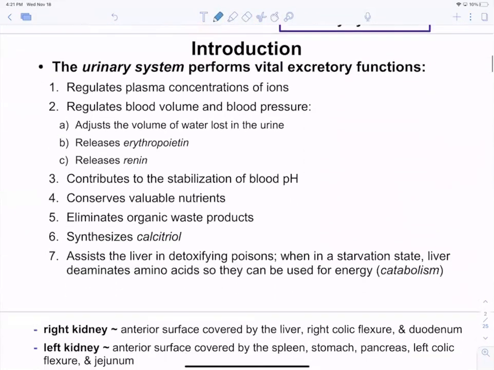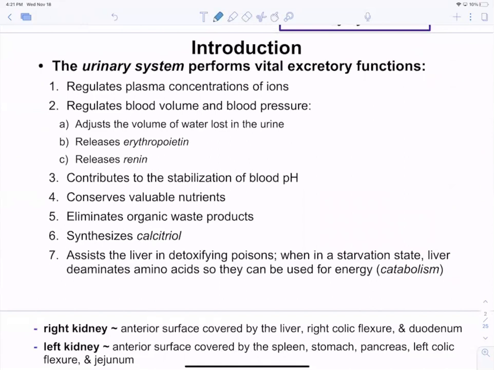And so we have this list of functions that the urinary system does. It regulates concentrations of ions: sodium, potassium, calcium, and so forth. It regulates blood volume and blood pressure. And we talk about this a lot more in physio. And it adjusts the volume of water loss. Remember, the hormone antidiuretic hormone targets the kidneys.